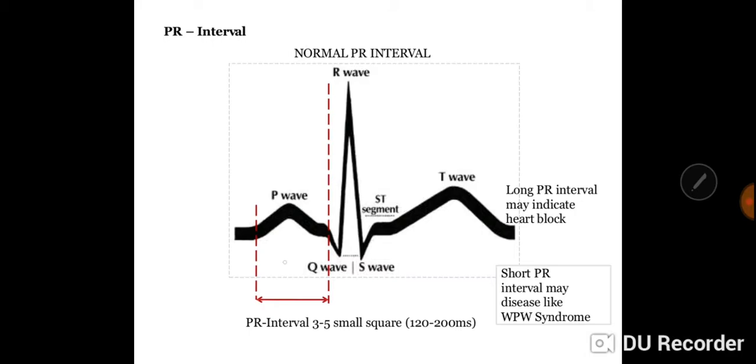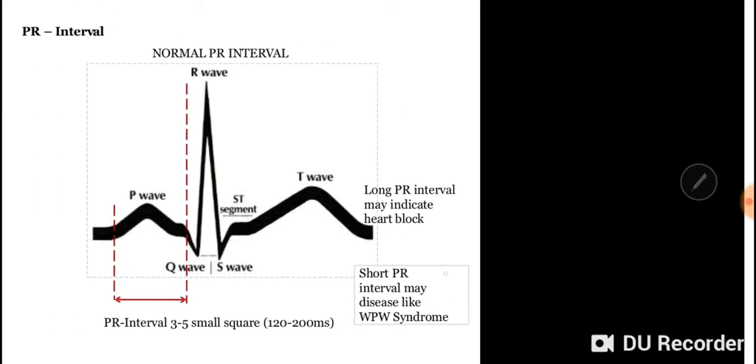The PR interval, as we mentioned, is from the start of the P wave to the start of the QRS complex. It's usually 3 to 5 small squares, and it can be short in conditions such as WPW syndrome. These are MCQs. And a long PR interval may indicate a heart block.